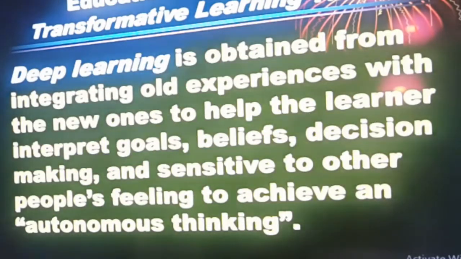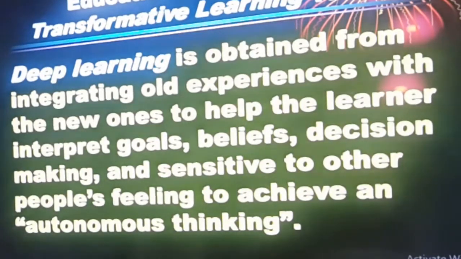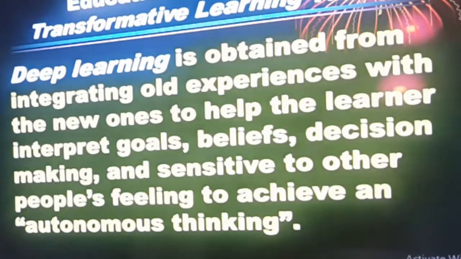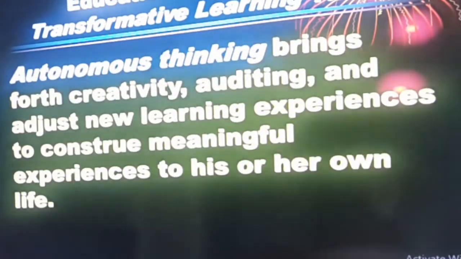What does it mean by deep learning? Deep learning is obtained from integrating old experiences with new ones to help the learner interpret goals, beliefs, decision-making, and be sensitive to other people's feelings to achieve autonomous thinking. Now, the new term again, autonomous thinking. Now, you just have deep learning, and now you have autonomous thinking. What does it mean then, autonomous thinking?